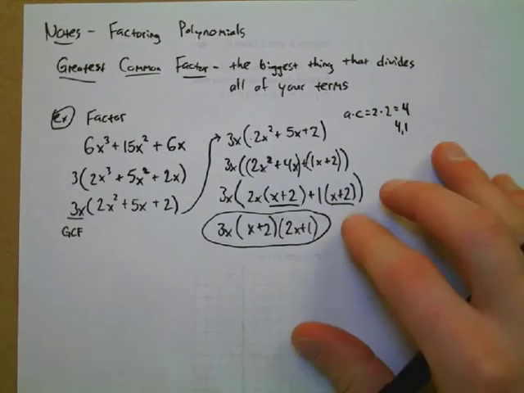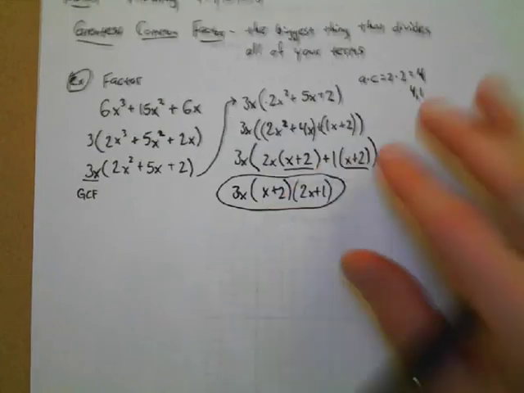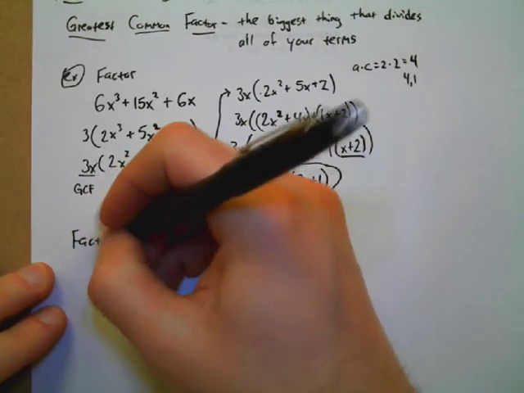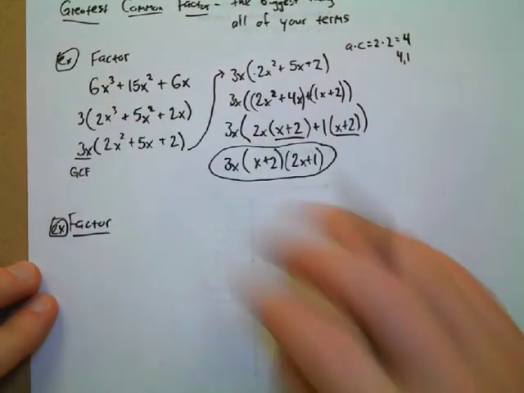We're going to continue to use that AC method. So you'll see another opportunity to use it here in just a second. Okay. All right, let's try another one. Again, our directions are to factor. That's going to be all of our directions today. Factor, factor, factor.